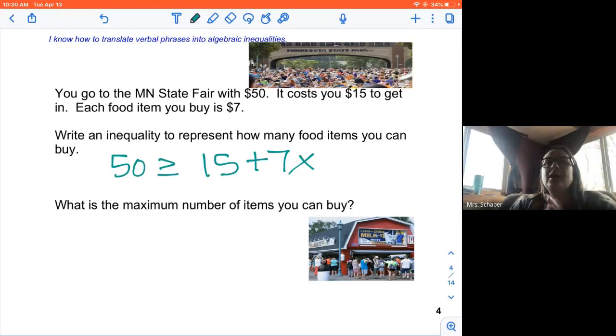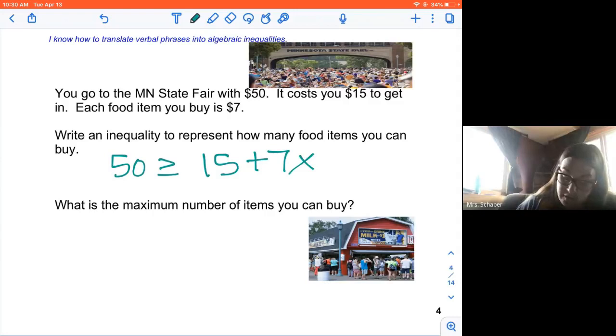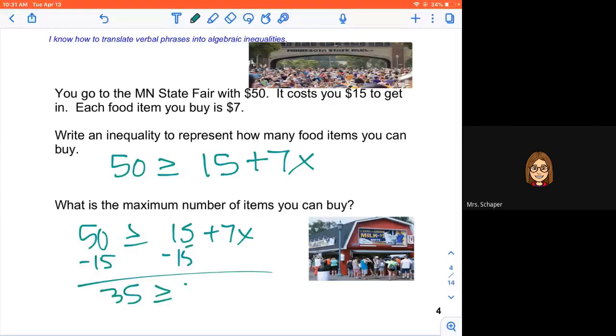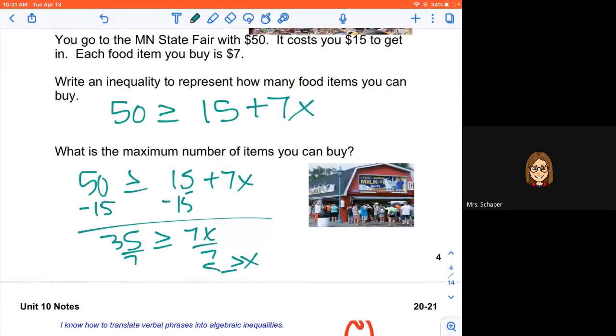You can do guess and check. Okay, you can do whatever, that's an option if you want. All right, or you can solve the equation. So 50 is greater than or equal to 15 plus 7x. Subtract 15. 35 is more than or equal to 7x. So x is going to be less than or equal to 5. All right.